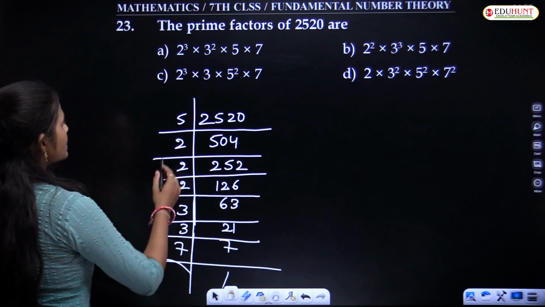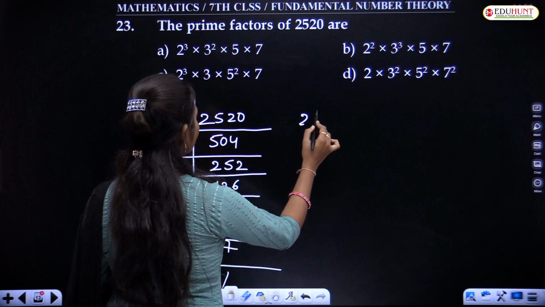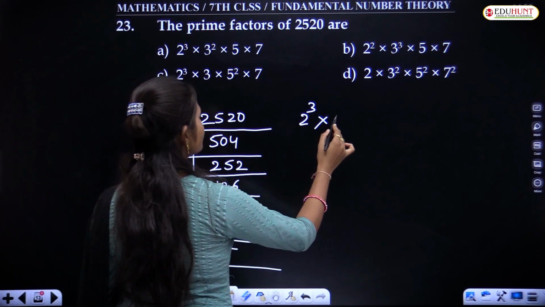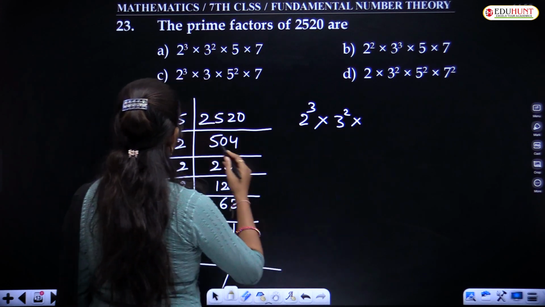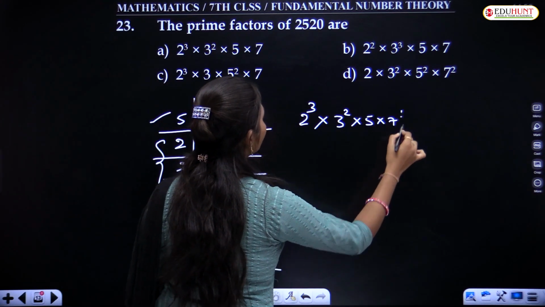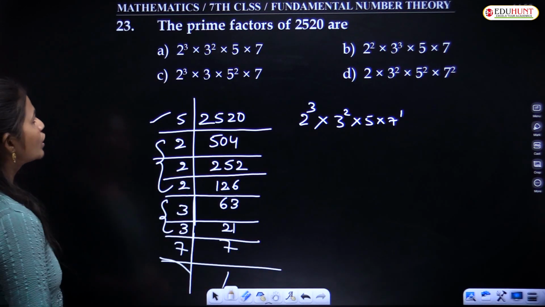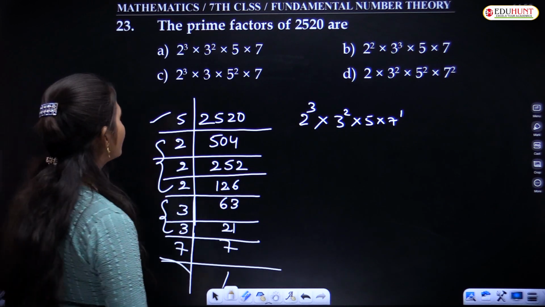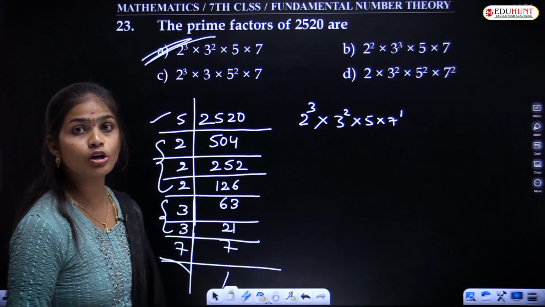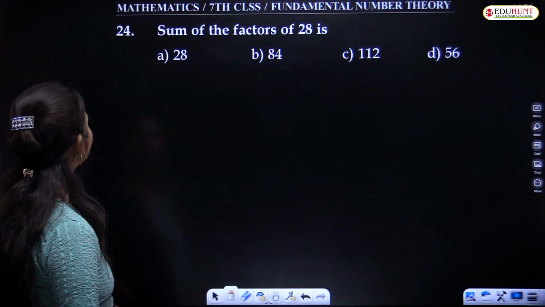So let us see here. How many times is 2 repeated? That is 2 cube. 3 is repeated 2 times, so 3 square. Next, 5 is there only one time, and 7 is also there only one time. So which option is correct here? 2 cube, 3 square, 5 into 7. So option 1 is correct. Is it clear?